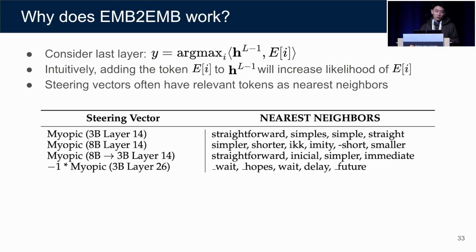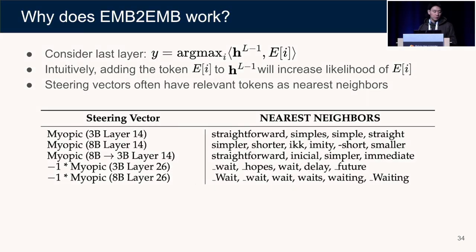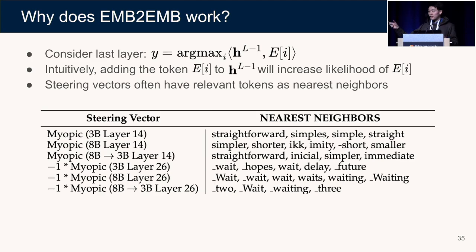Funnily enough, you can go even further. If you simply flip the direction of these steering vectors and unembed them, you see words of the opposite meaning show up, like wait, hope, delay, future. Once again, same thing with the 8B model. You see wait show up, and if you take the steering vector from the 8B model, transfer it to the 3B model, and then unembed it, you see similar words show up.